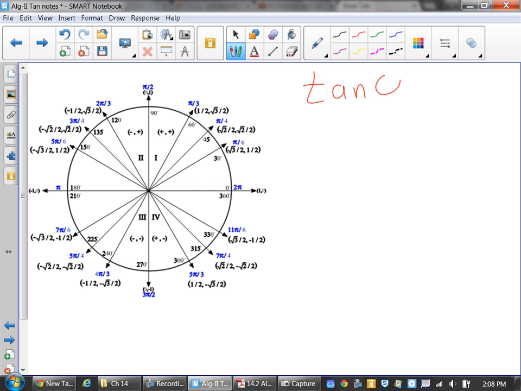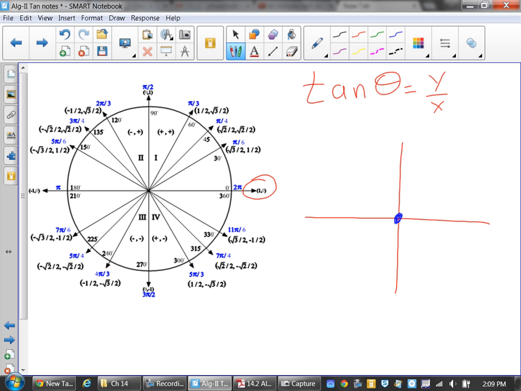Tangent of theta in terms of x's and y's is what over what? Y over x. Thank you. So what I want to do is remind you guys, we kind of talked a little bit about this before, where the graph of tangent comes from. When we start tangent, we start by looking at our quadrantals at 0. At 0, your y over x is 0 over 1. So that means that tangent of 0 is 0.